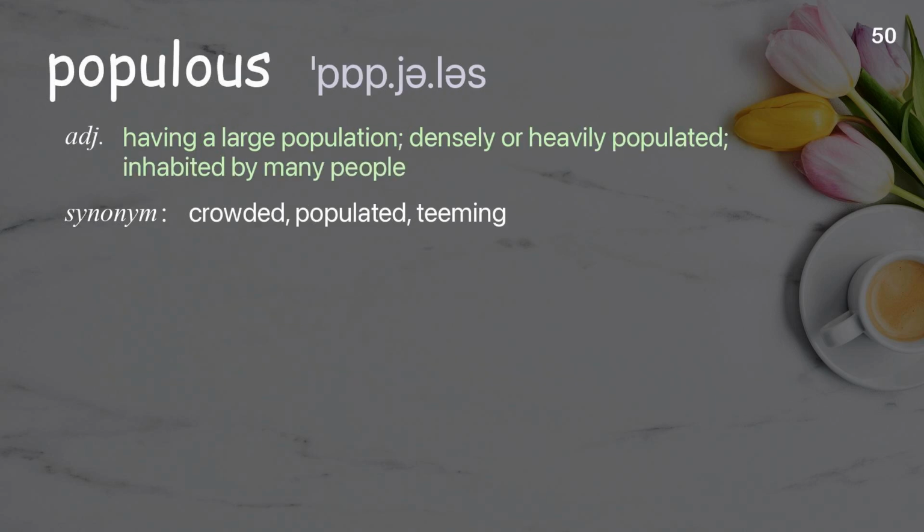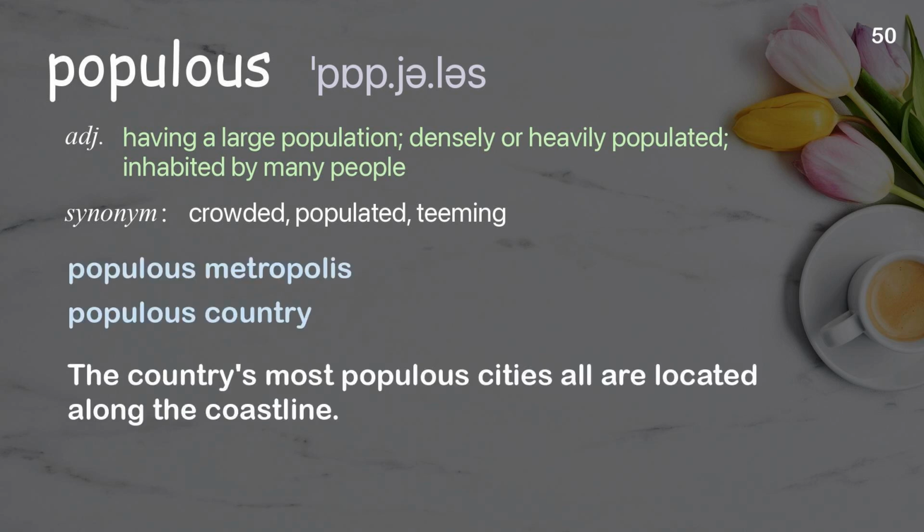Populous. Having a large population, densely or heavily populated, inhabited by many people. Examples: Populous metropolis. Populous country. The country's most populous cities all are located along the coastline.